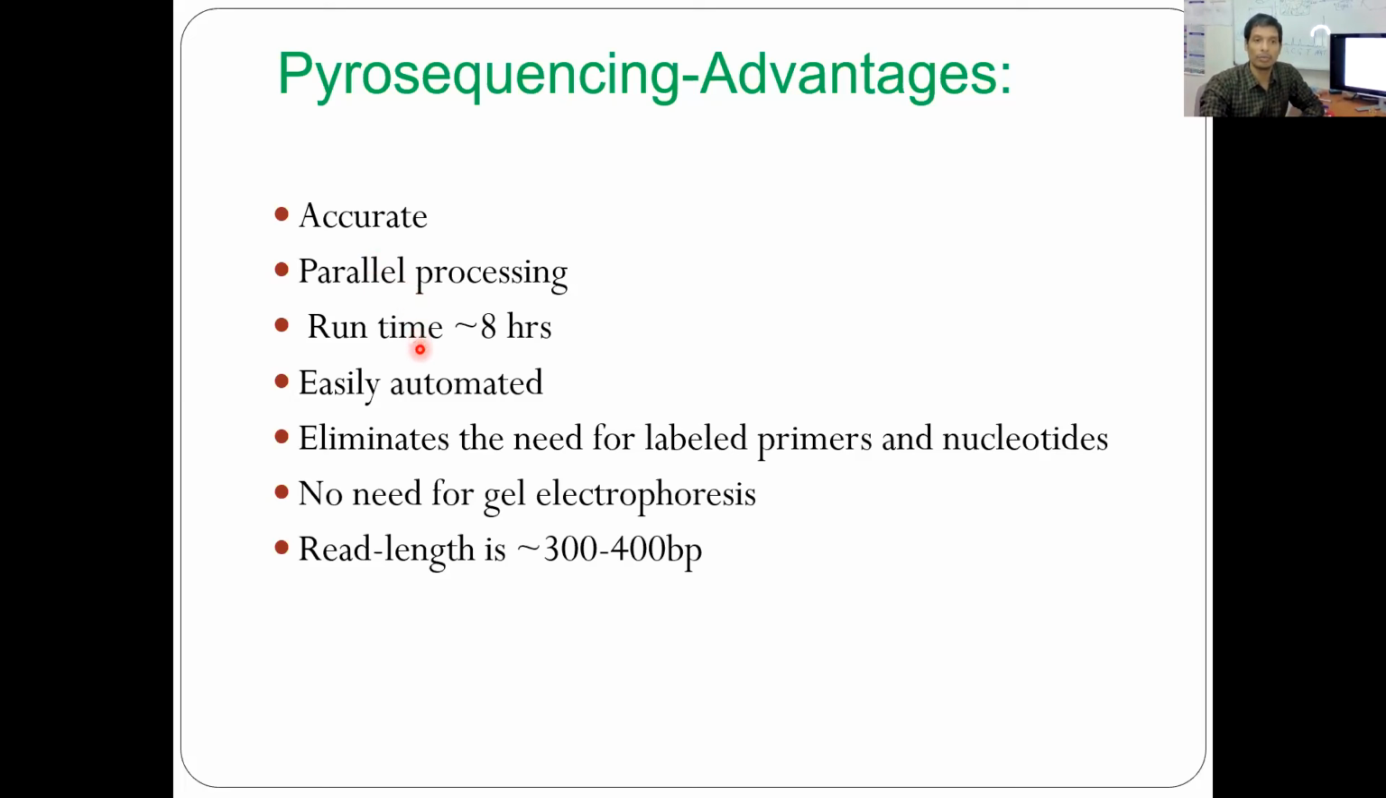Runtime is 8 hours. So it's not many days or something, just 8 hours is enough, and it is easily automated. It eliminates the need for labeled primers and nucleotides. So you don't need to worry about the radioactivity, which is more harmful. So no radioactivity is needed. Mainly here, the light is used, so there are no side effects of it. It is much safer. No need of gel electrophoresis, unlike Sanger sequencing. And read length is around 300 to 400. Even though you get millions of short sequences, the short sequence is not that small, you can get around 300 to 400.